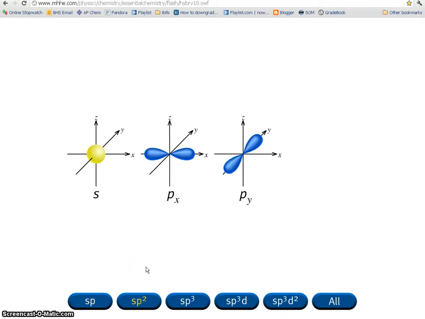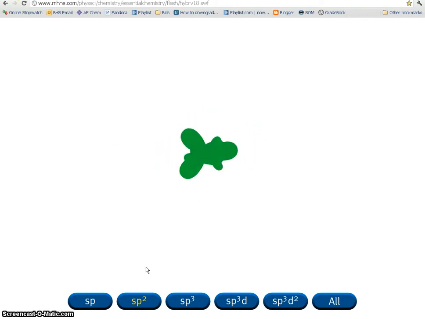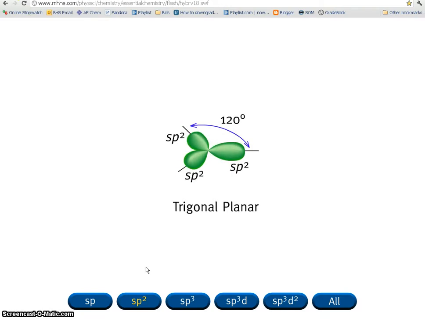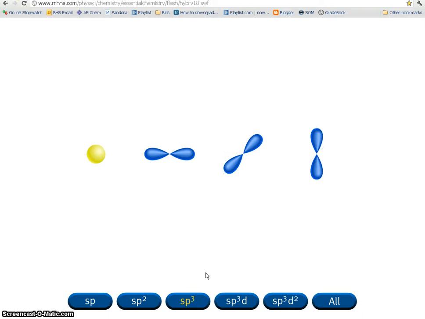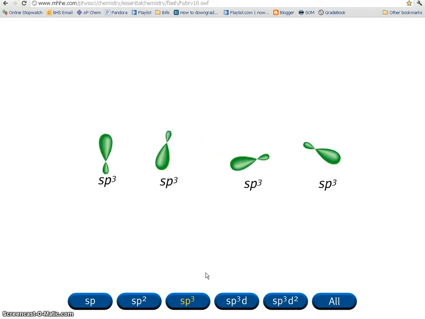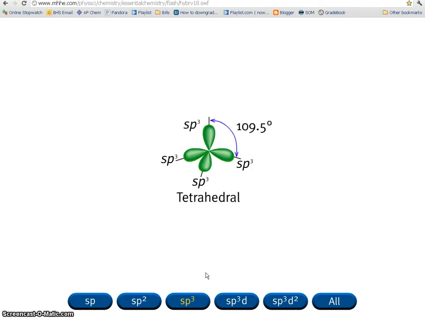Mixing an s orbital with two of the p orbitals generates three equivalent sp2 hybrid orbitals. Note that the number of hybrid orbitals produced is equal to the number of atomic orbitals that are hybridized. The set of three sp2 hybrid orbitals has a trigonal planar arrangement. The angles between the orbitals are 120 degrees. Mixing an s orbital with the three p orbitals generates four equivalent sp3 hybrid orbitals. Note that the number of hybrid orbitals produced is equal to the number of atomic orbitals that are hybridized. Hybrid orbitals has a tetrahedral arrangement. The angles between the orbitals are 109.5 degrees.